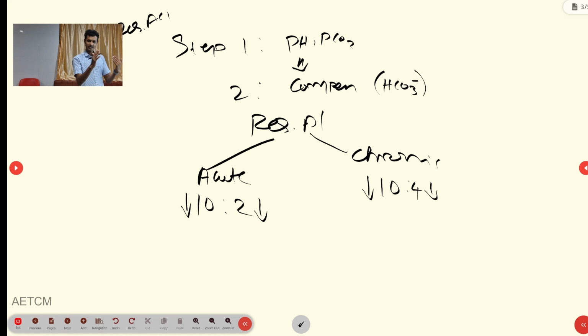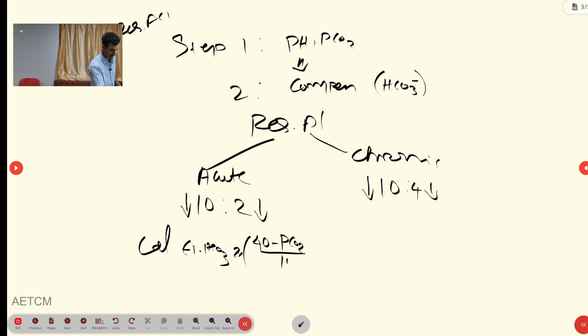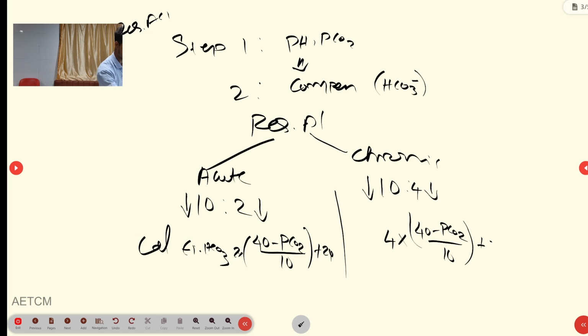Okay, so again you can use the same calculation which we used in the last one. Expected HCO3 is equal to 2 into 40 minus PCO2 divided by 10 plus 24, and here also you can use 4 into 40 minus PCO2 divided by 10 plus 24. Better you can go with the above calculation, just to remember I am telling this calculation. So for every 10 decrease, in acute it is 10:2, in chronic 10:4. Now we'll go to our ABG.